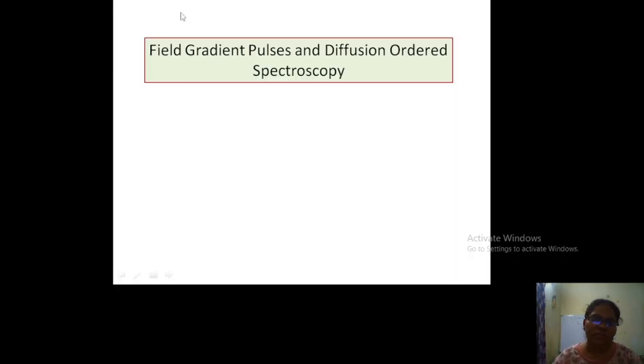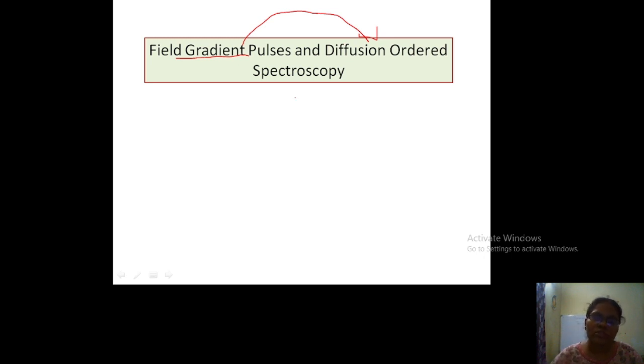Today we shall cover field gradient pulses and diffusion ordered spectroscopy. So field gradient pulses and diffusion ordered spectroscopy come under advanced NMR spectroscopy. In this lecture, we shall see what field gradient pulses are and how we can use them to perform DOSY experiments in NMR. By the way, DOSY is an acronym for diffusion ordered spectroscopy.